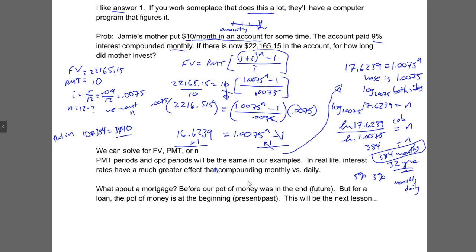And then what about a mortgage? We'll do that on the next lesson, but you'll see we're going to use the same trick and a similar formula. And then here in the present value, the pot of money is at the beginning, and then you pay payments back. And in the future value, you make payments, and then you have the pot of money. So there you go. End of the lesson.